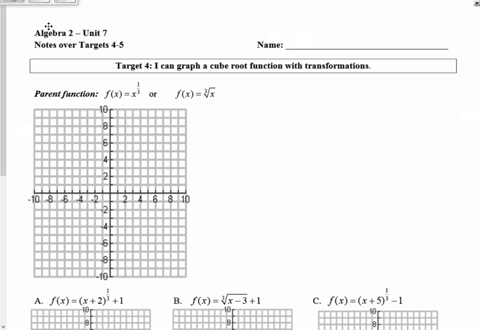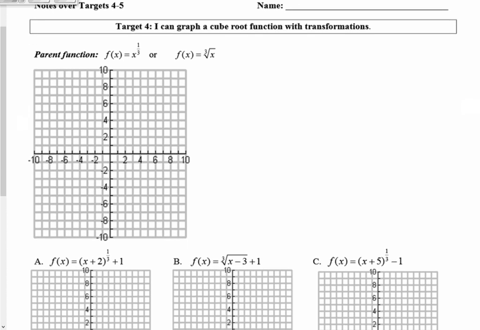Today I'll be going over targets 4 and 5 on how to graph a cube root function, and then on the back side we will be looking on target 5 at the domain and range. So to graph a cube root function, we're going to start here with looking at the parent function.